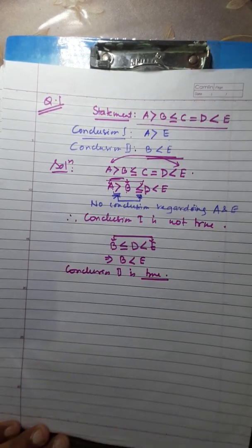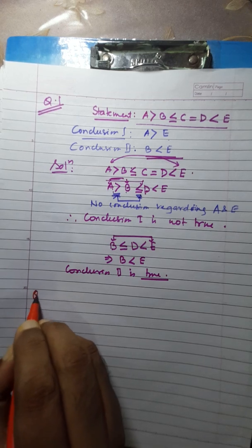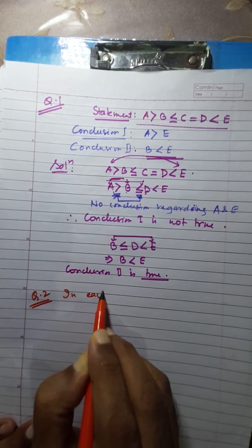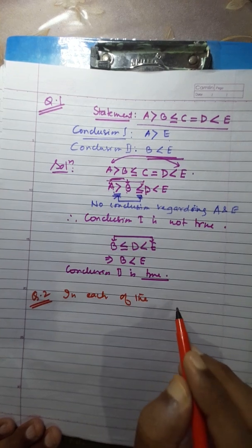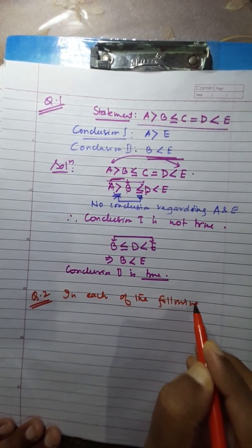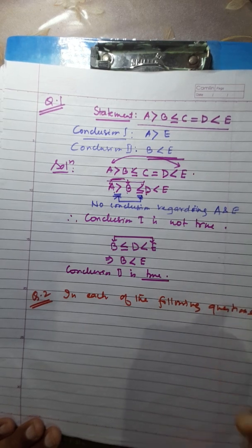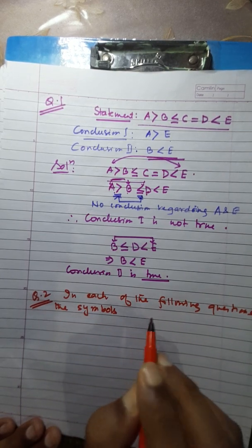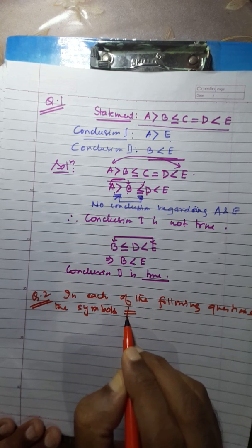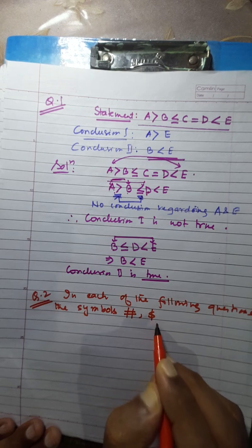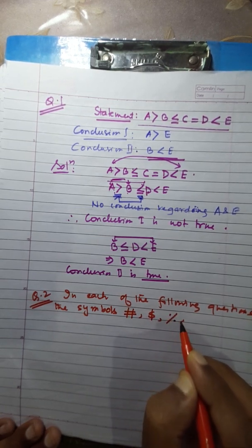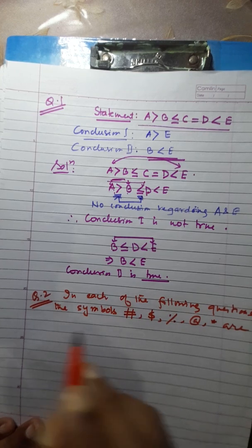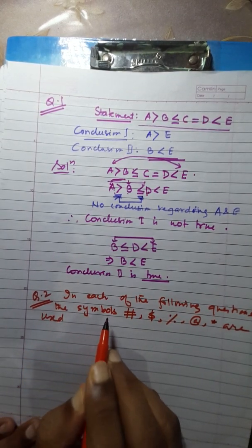Next question, see. Question number 2. In each of the following questions, the symbols hash, dollar sign, percentage, at the rate, asterisk are used with the following meaning.